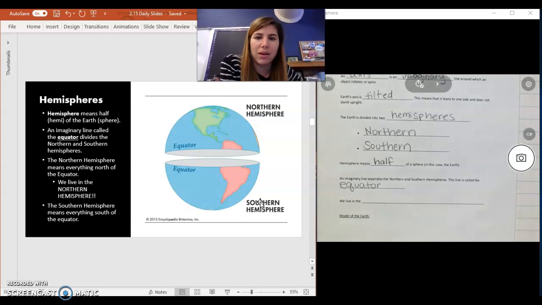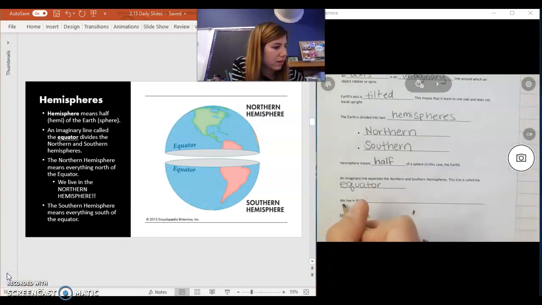So think about where we live in regards to the northern and southern hemispheres. Do you have a prediction? Do you think we live in the northern hemisphere or the southern hemisphere? See what we have here. If you're looking at this map, at the globe, we can see this continent here is North America, and North America is going to be in the northern hemisphere. So therefore, we live in the northern hemisphere.